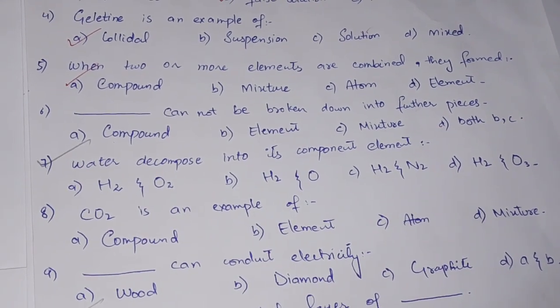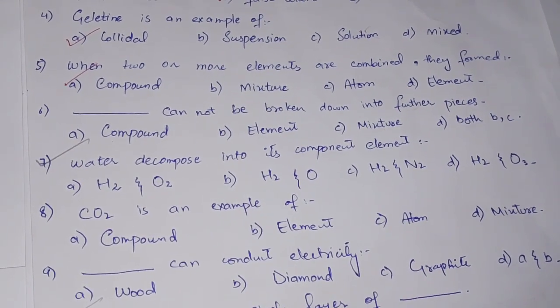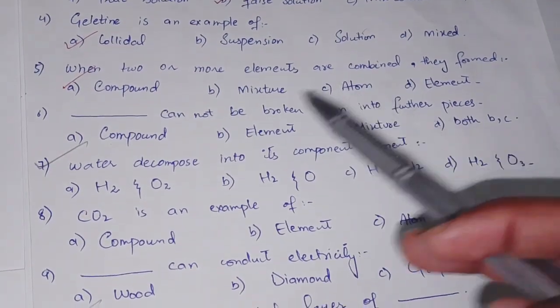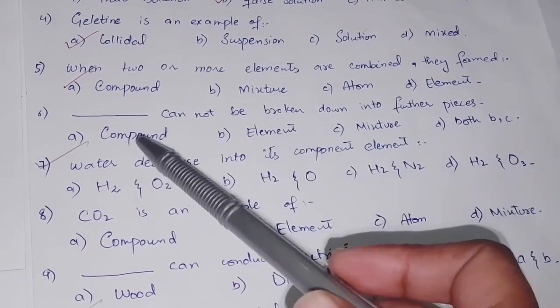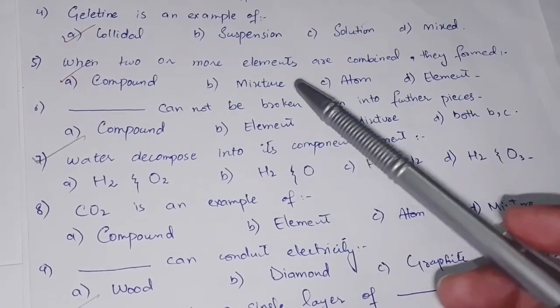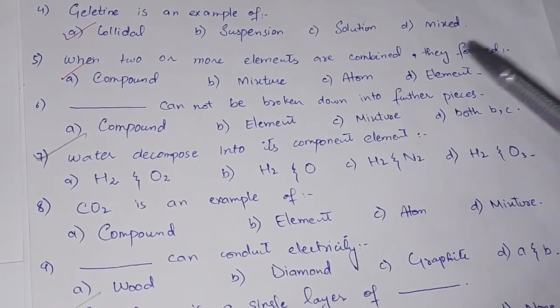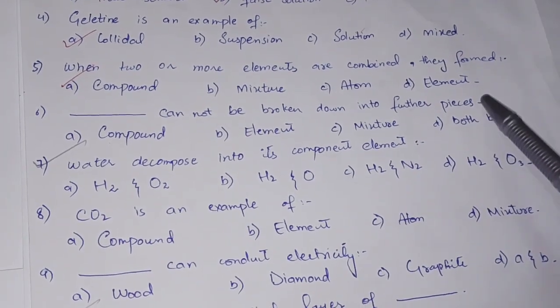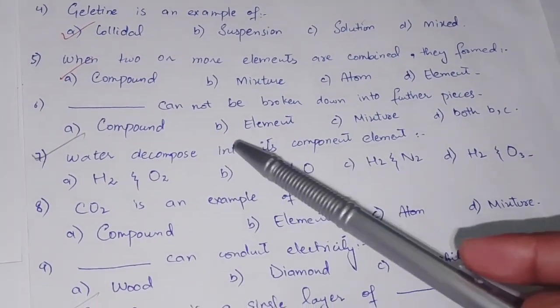MCQ number 6: dash cannot be further broken down into pieces. Which of the following cannot be further broken down? We have option A, which is the compound, option B is the element, option C is the mixture, and option D is both B and C, which is the element and the mixture. So let's check out these options.